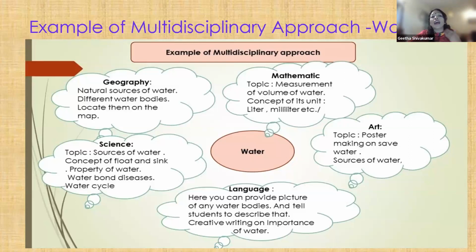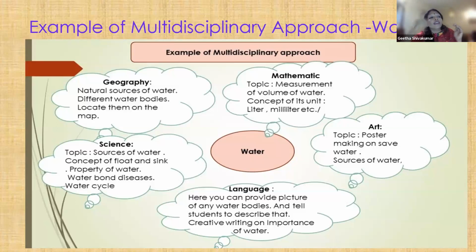So these are how I'm going to connect each subject. When I talk about art, they can make a poster, save water, or sources of water, anything. When they are doing it creatively, it is an art form. Languages, when I talk about English and Hindi, they can do creative writing. Whatever they are doing in mathematics, for example the bar graph and other things, they can write about those things.